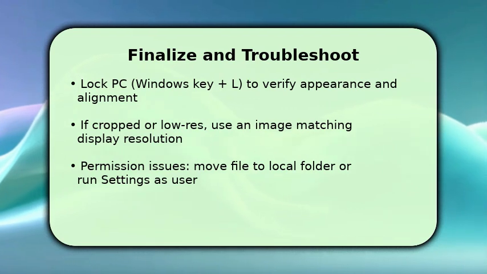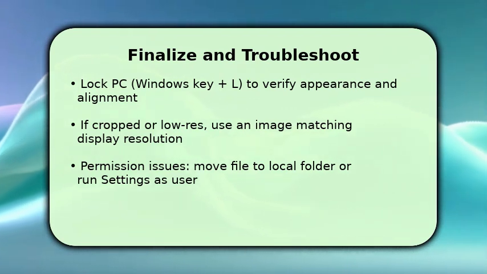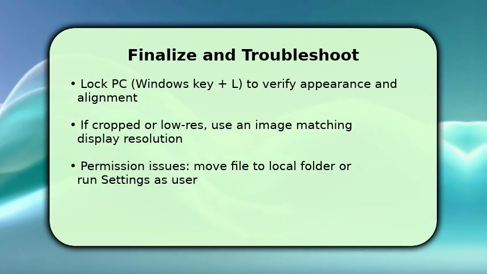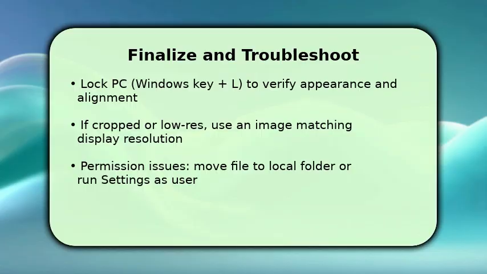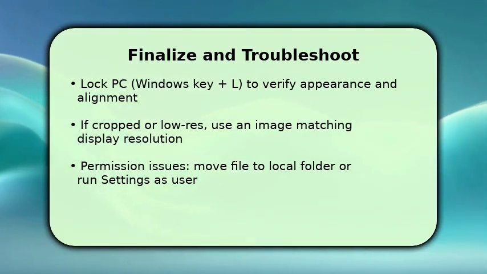Lock the PC with Windows key plus L to check how the image displays in real use. This reveals alignment and cropping. If the photo looks pixelated or badly cropped, replace it with an image that matches your display resolution or edit it to the right aspect ratio and reapply.